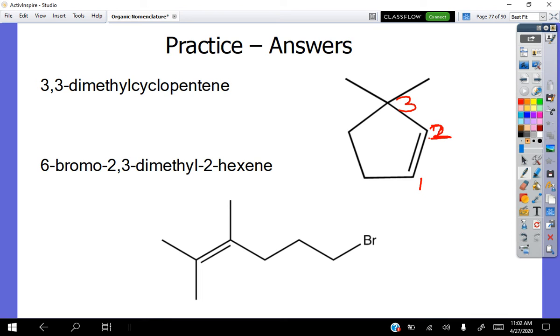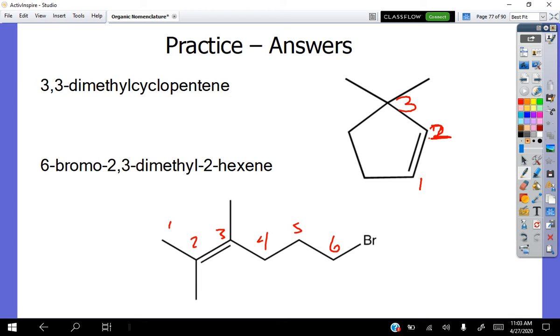So we have 2,2-dimethyl-6-bromo-2-hexene. Same thing, start with your parent chain, 2-hexene, draw a 6-carbon chain, put the double bond from 2 to 3, and then on the second position is a methyl group. On the third position is another methyl group. And then on the sixth position is a bromo group.